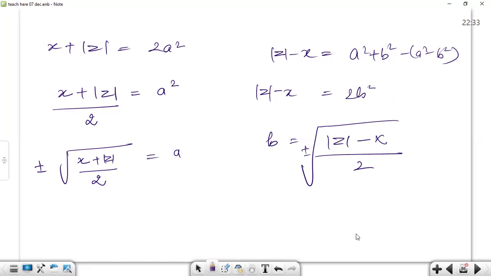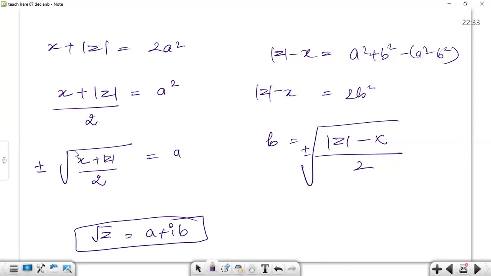Any doubts, anyone? No, sir. So from the given assumption, we have taken z as a plus iota b. Now, for making this particular complex number, we have two values of a and two values of b. So when to take plus and when to take minus will depend on a certain condition. On what condition? The condition that we are going to discuss now.